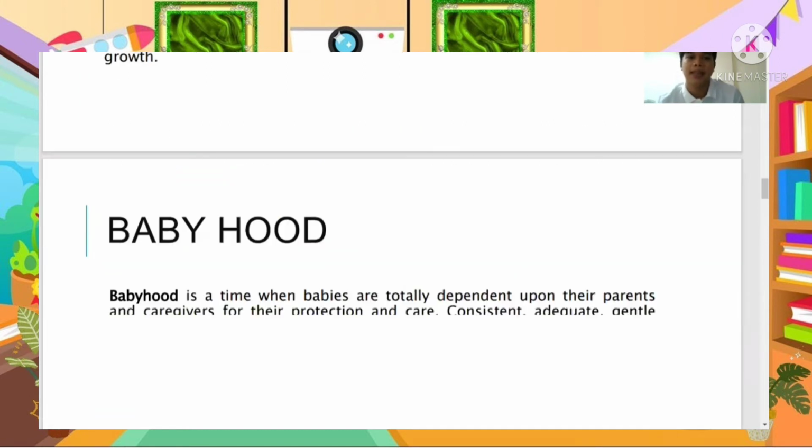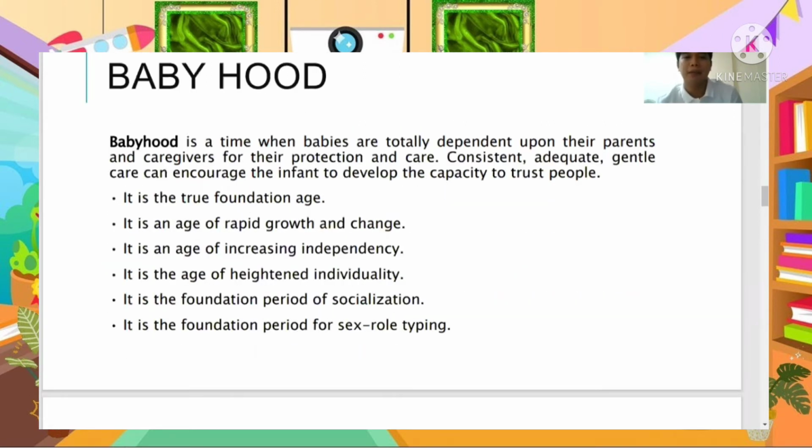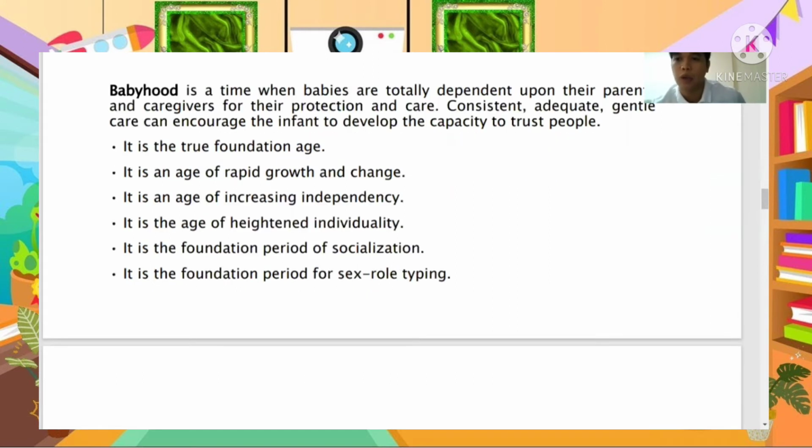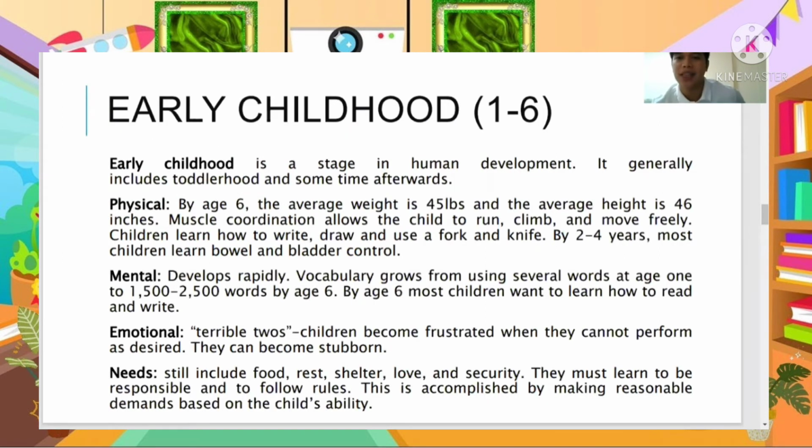Next is babyhood. It is a time when babies are totally dependent upon their parents and caregivers for their protection and care. Consistent, adequate, gentle care can encourage the infant. It is the true foundation age. It is an age of rapid growth and change, of increasing dependency, a foundation period of socialization and a foundation period for sex role typing. That is babyhood. Next is early childhood, age 1 to 6.